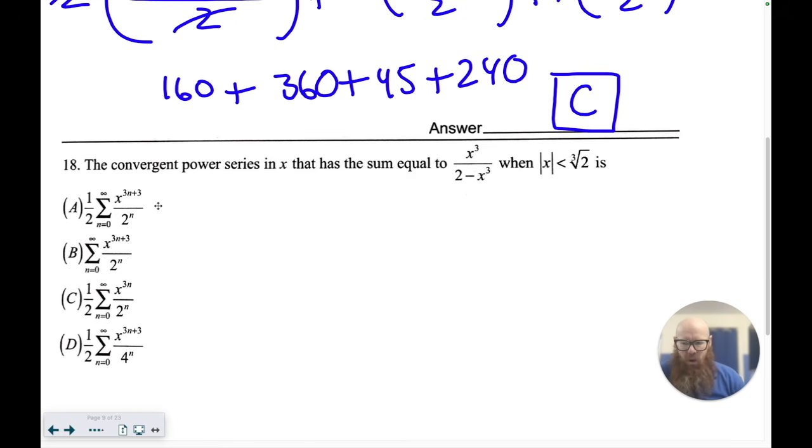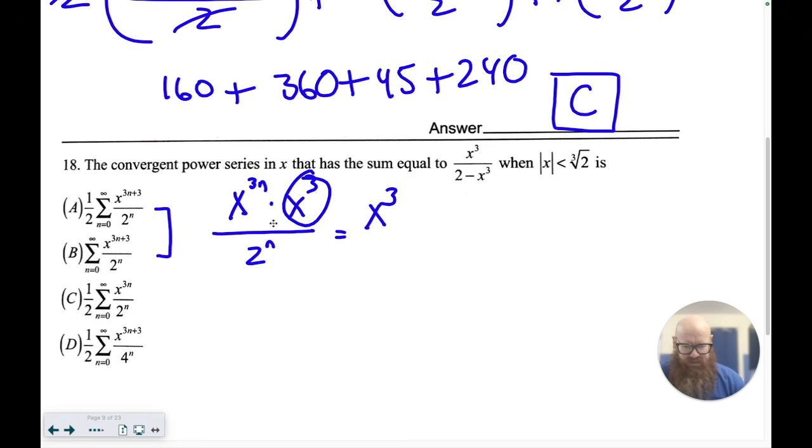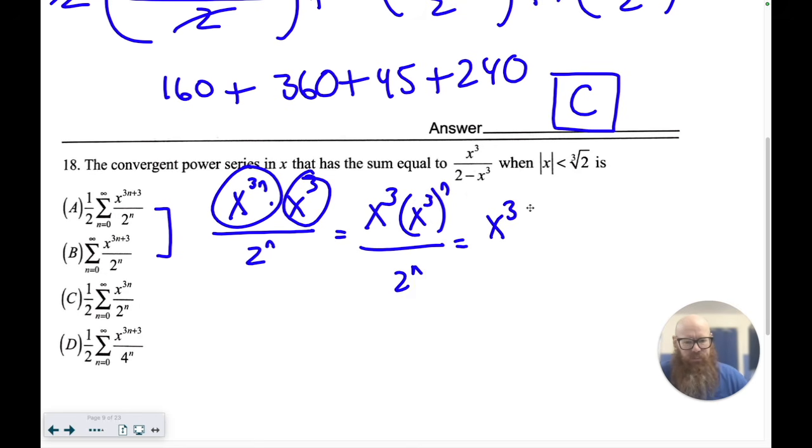groups of them. So I'm going to look at these two first. I'm going to check them. And I'm going to rewrite what we're taking the summation of as this. I'm going to say that this is x to the 3n times x cubed over 2 to the n. And then that's the same as x cubed, so that's this. And then this is x cubed to the n over 2 to the n. And then that all ends up being x cubed times x cubed over 2 all to the n.